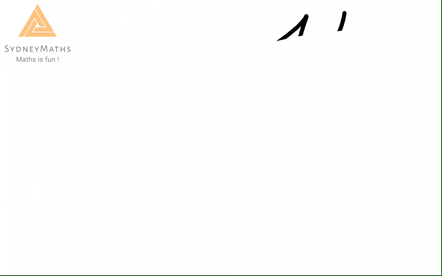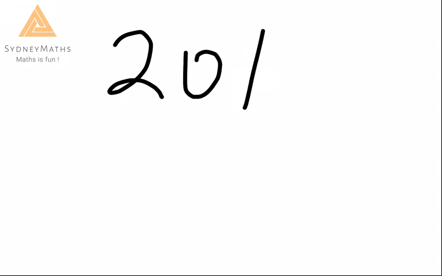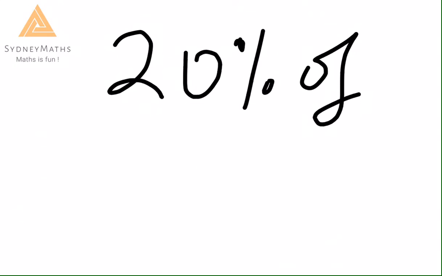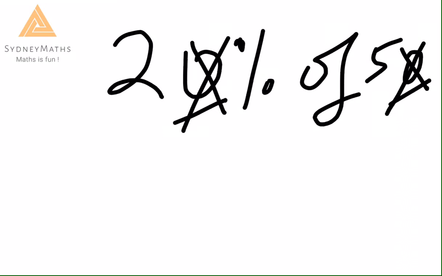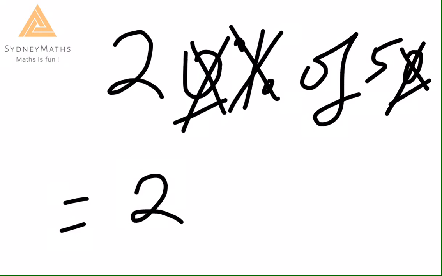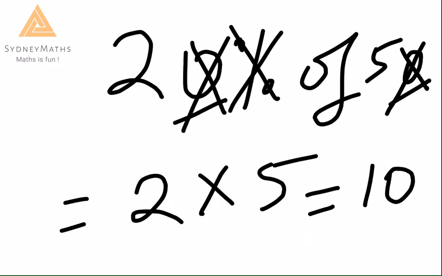Let's look at another example. What is 20% of 50? Let's apply the rules. Ignore the zeros. So ignore that 0 there and that one there because they cancel out with the percentage. And you're left with 2 multiplied by 5, which is equal to 10.